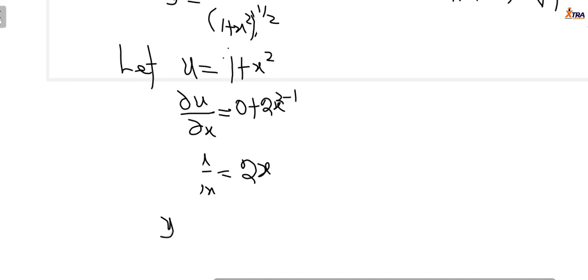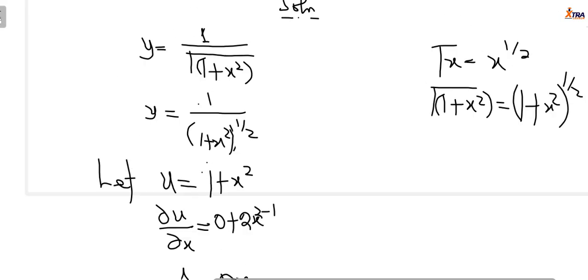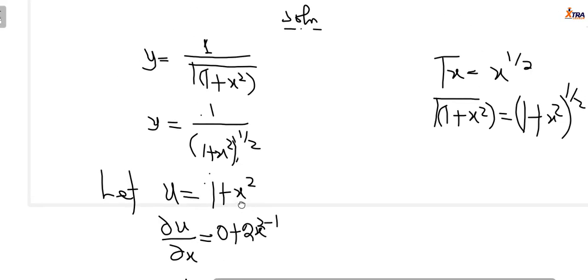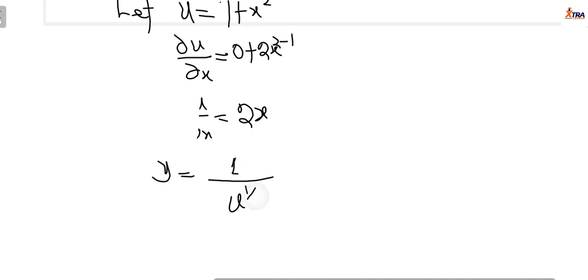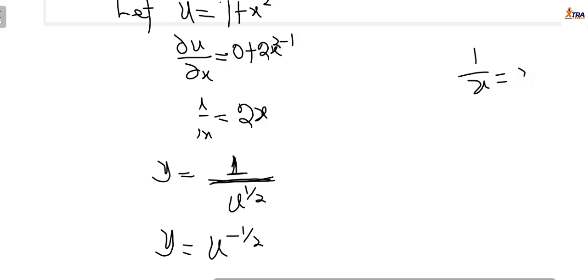Now we go back. We have that y equals 1 over u raised to the power 1 over 2, which you can express as y equals u raised to the power minus 1 over 2. That is the inverse. In indices, 1 over x can be changed to x to the power minus 1.